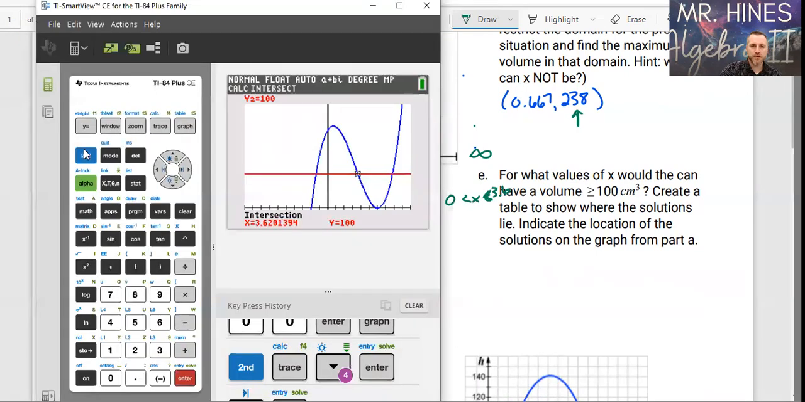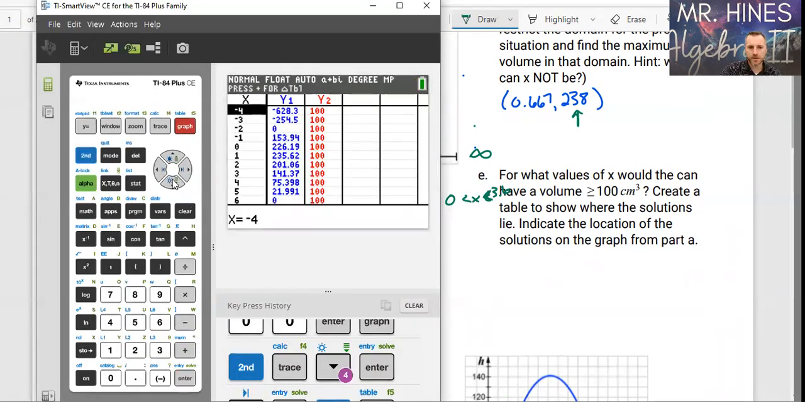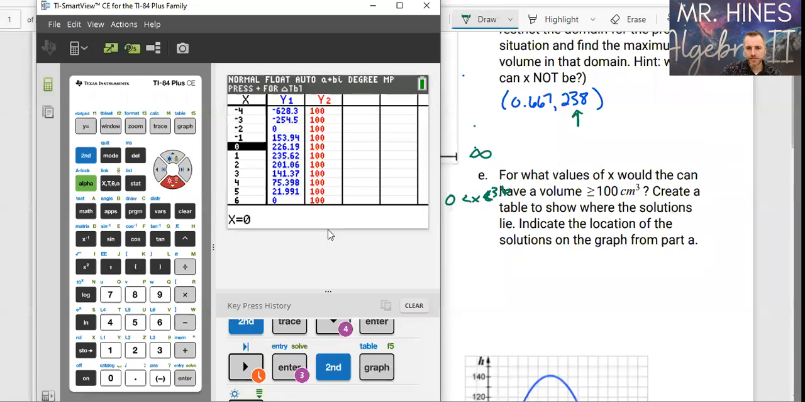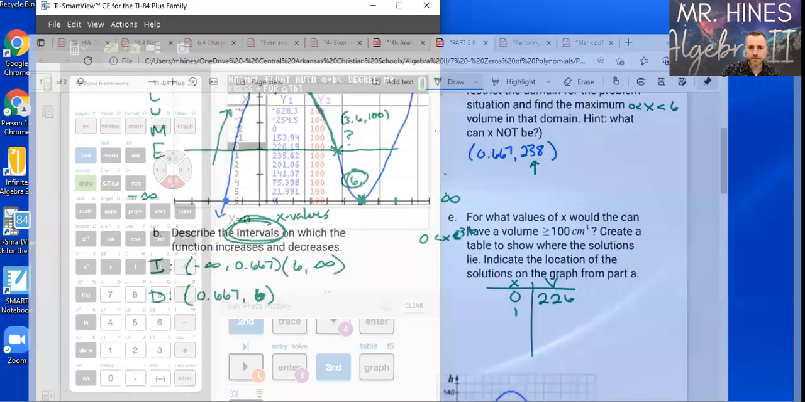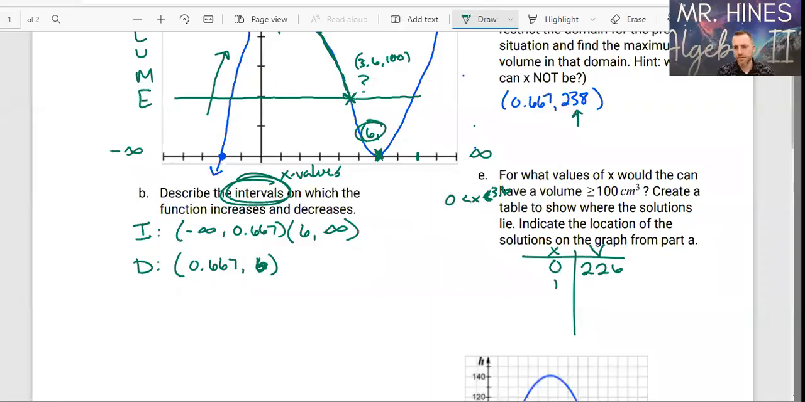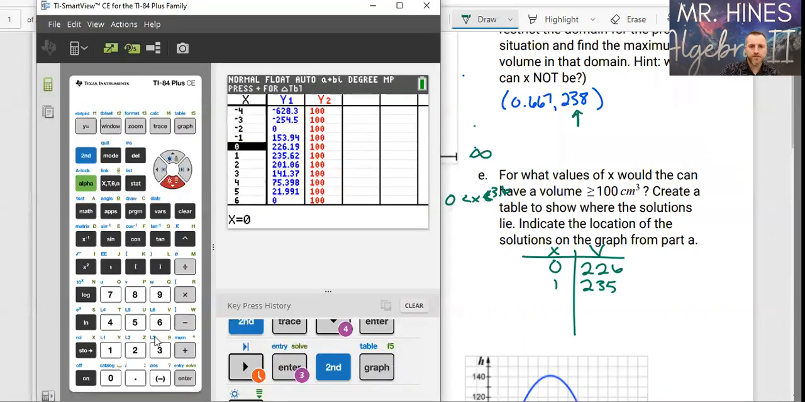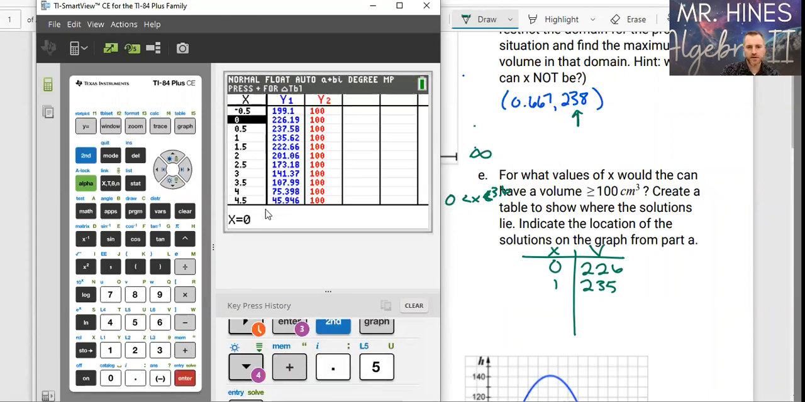Creating a table, you can literally just transfer your table from here, starting with 0 to 26. So this is x, this is volume. When we get to 1, 235. And you could even make this go by 0.5s to be a little more accurate. Hit the plus sign, and 0.5, and now your table will go by 0.5s. You don't have to though.